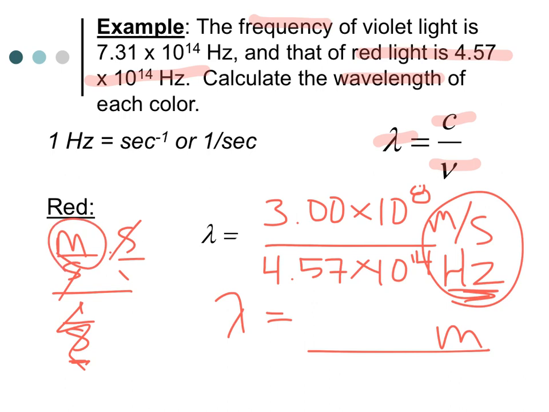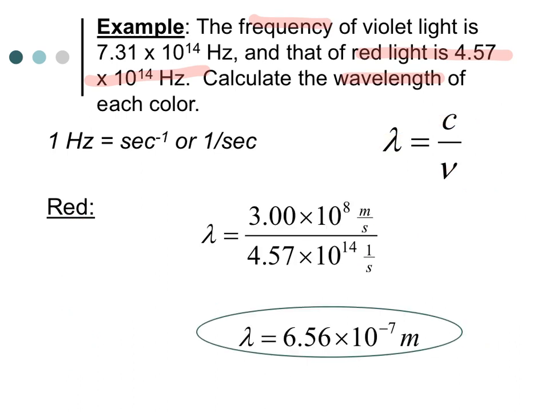Now what do you get for your numerical answer? Let's figure out how to get this in the calculator. What is the wavelength for the red light? The wavelength would be 6.56 times 10 to the negative 7th meters.